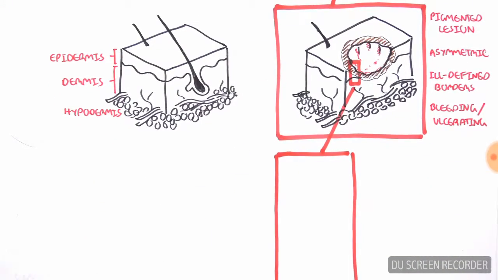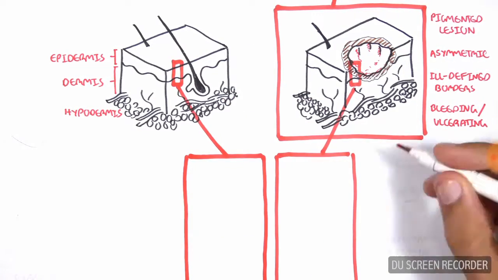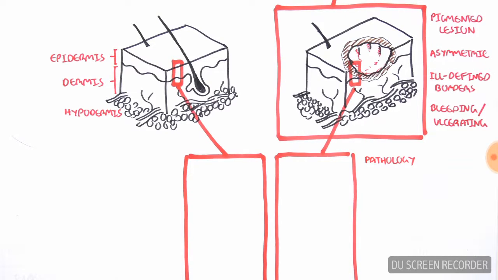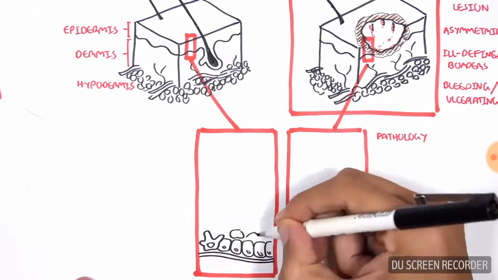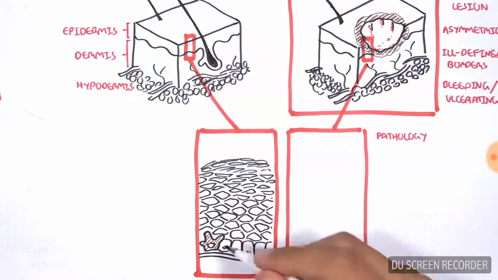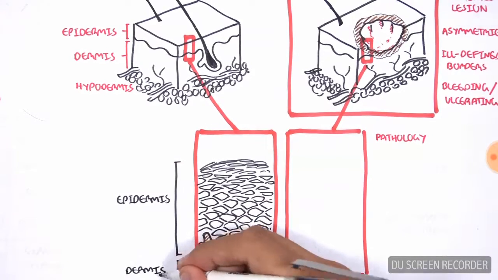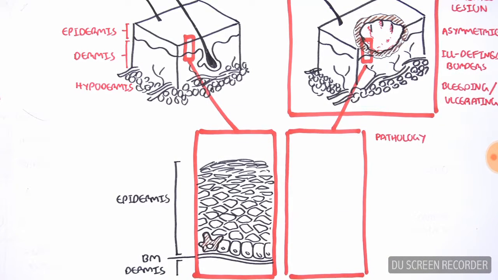So how does melanoma develop? Well, let us zoom into the epidermal layer of the normal skin and compare it to the epidermal layer of a skin with melanoma. We are now looking at the pathology of melanoma. So here are some cells that make up the epidermis. Here again is our epidermal layer, and below the epidermis is our dermis. In between the epidermis and the dermis is our basement membrane.